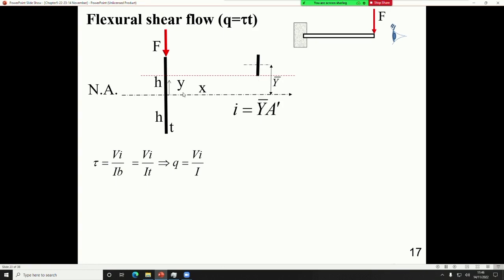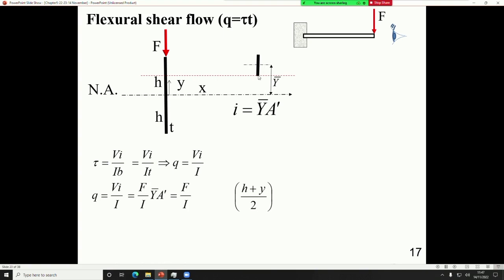If this distance is y, therefore the height of this little area is h minus y, the thickness is t, so the area A prime is t times h minus y. And what is y bar equal to? If this is y and this is h, y bar is equal to h plus y divided by 2. Because this is equal to h and this is equal to y, the distance of this point from here is h plus y over 2.